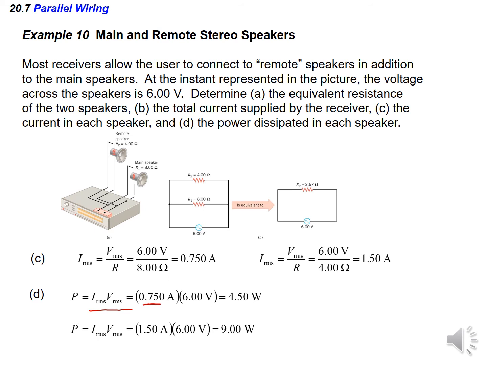So current is 0.750 for the first resistance or for the first speaker. And then we have constant value of the voltage. The same thing with the second resistance. That is, the current is 1.50. And then voltage is 6 volts. So we have 4.50 watts and 9 watts.